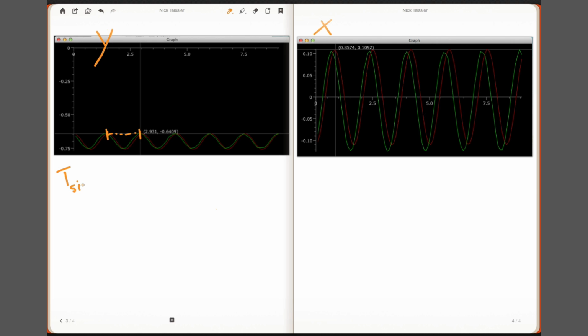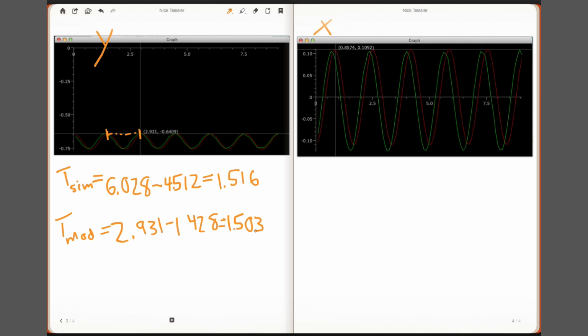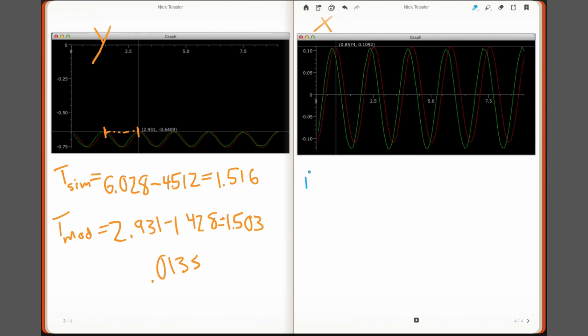One period on a graph is the distance between crest to crest or trough to trough. On the y graph, using the rollover function on VPython, I got the time differences for the model and simulation periods. The change in time is final time minus initial time. At this point for the simulation, the time is 6.028, and the initial point is 4.512. I'll do the same for the model over here, and we get that the periods are only 0.013 seconds apart from each other. I'll repeat this analysis for the movement in the x direction of the graph.